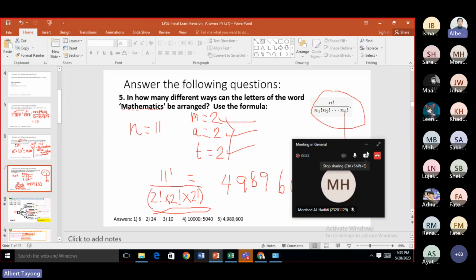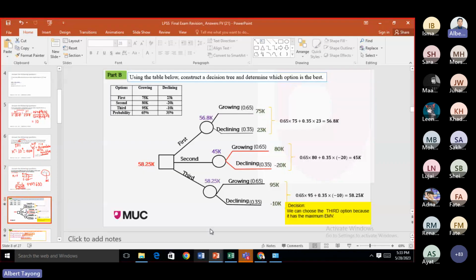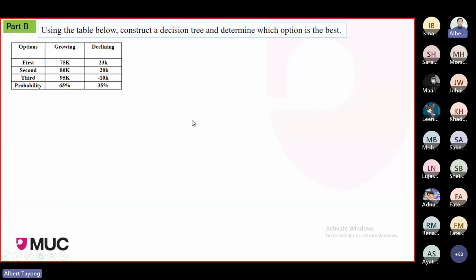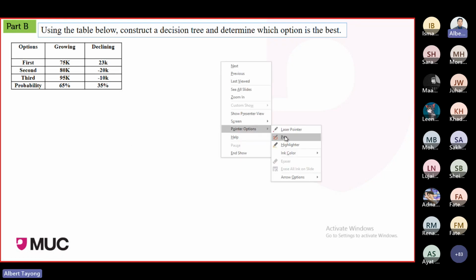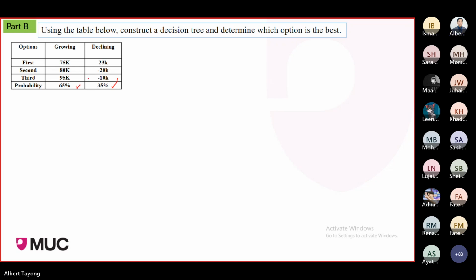Okay, so let's proceed to the next, because I don't want to waste your time. So for example, we have this kind of problem. First, of course, you have to look at the options. We have first, second, and third. And for the probabilities, we have 65% and 35%. So 65% is for growing, and declining is 35%. The total should always be 100%.